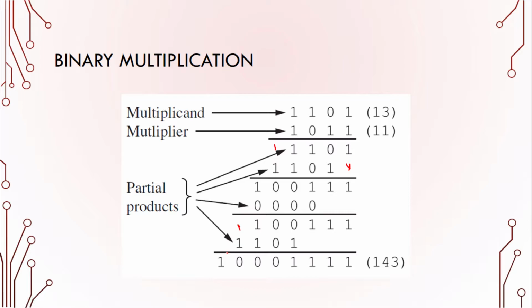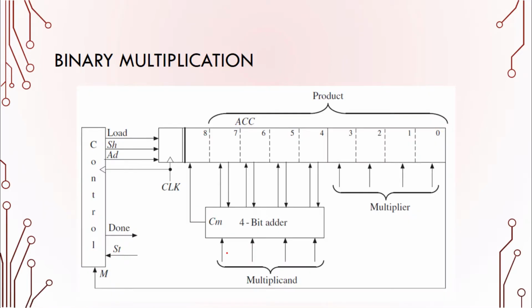So this is simple multiplication, and we can implement this binary multiplication with this digital system. Here this is the control part, and this is the data path. Here you have an accumulator register which is of 9 bits. Basically you are multiplying two 4-bit numbers. Multiplier and multiplicand both are 4-bit numbers, and in order to save the result you need 8 bits in the product or accumulator register plus the 9th bit, which is used for the carry bit.